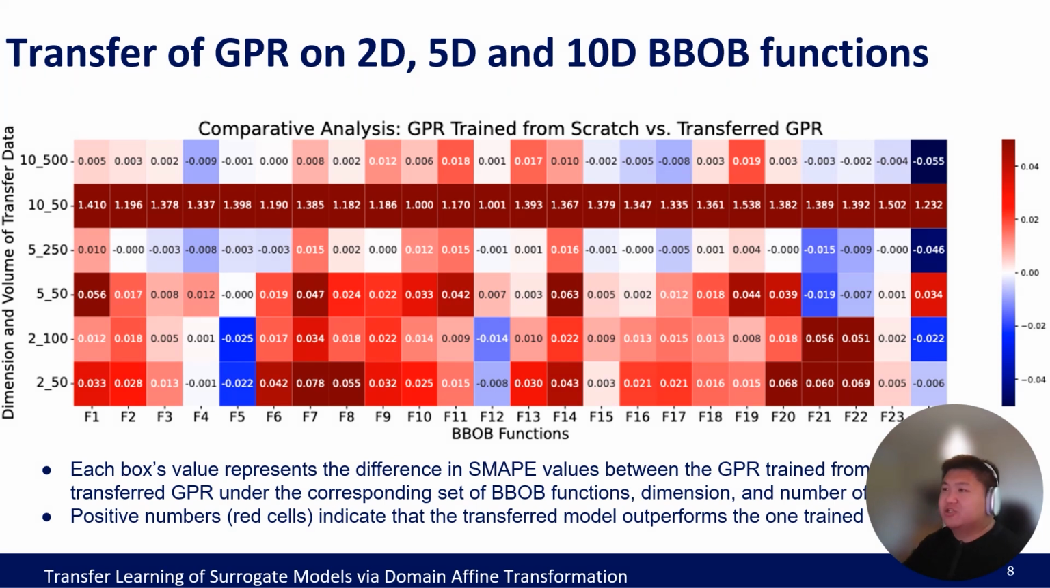In this plot, we are showing all the comparative results between the GPR trained from scratch and the transfer GPR among the 2-dimension, 5-dimension, and 10-dimension results in this heat map. So the x-axis shows the 24 BBOB functions, and the y-axis shows the 2D, 5D, and 10D with different sizes of transfer datasets for the transfer process. So for example, this row means the 2D experiments with only 50 transfer learning samples. And the red cells indicate that the transfer model outperforms the one trained from scratch. And the blue ones denote that the GPR trained from scratch outperforms the transferred one.